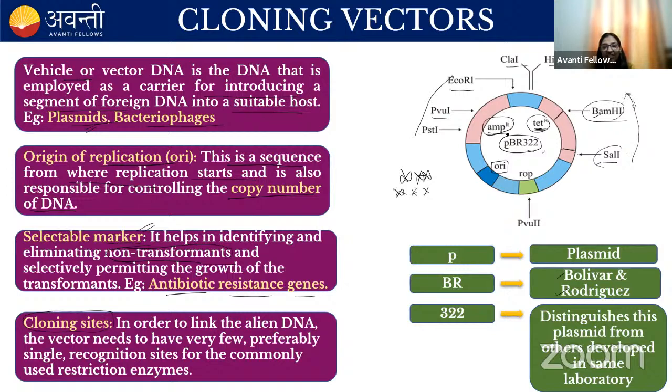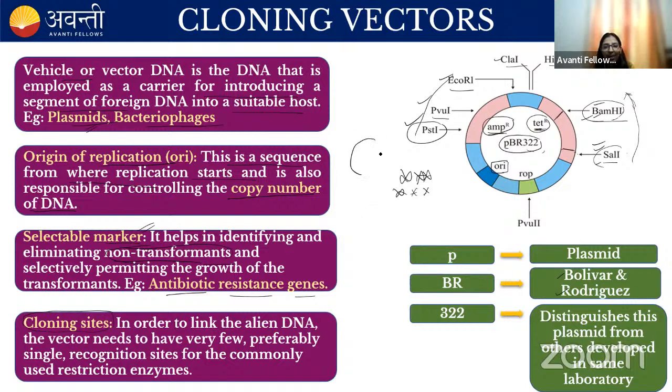Remember that the tetracycline resistance gene contains BamH1 and SalI restriction sites. Similarly, the ampicillin resistance gene contains the restriction sites for PvuI and PstI. A good vector is one which has cloning sites for a variety of restriction enzymes, so that I can use any of the enzymes. For example, I can use PstI to cut this vector. I can use BamH1. I can use SalI because I have that option.